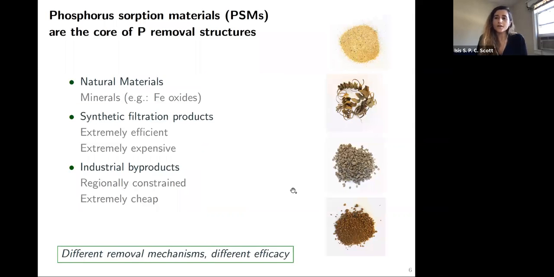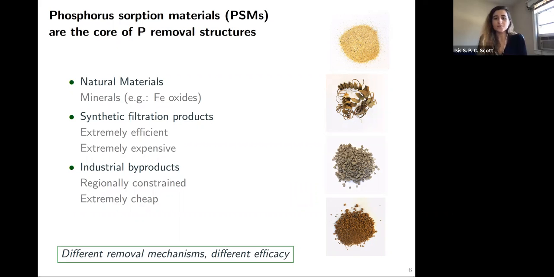And the core of these structures is phosphorus sorption materials, or the PSMs. They can be natural materials, which are, for example, iron oxides. They are normally minerals. They can be synthetic filtration products, which are those products that are produced and manufactured specifically for contaminant removal. And in this case, these materials are extremely efficient, but at the same time, they are extremely expensive. Or they can be industrial byproducts, and these are our favorites. They have the disadvantage of being regionally constrained, but they are extremely cheap.